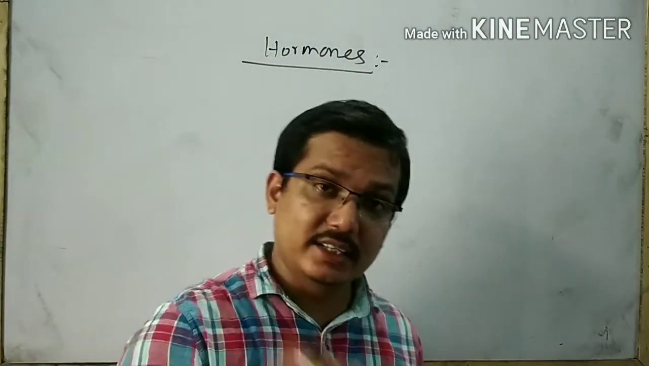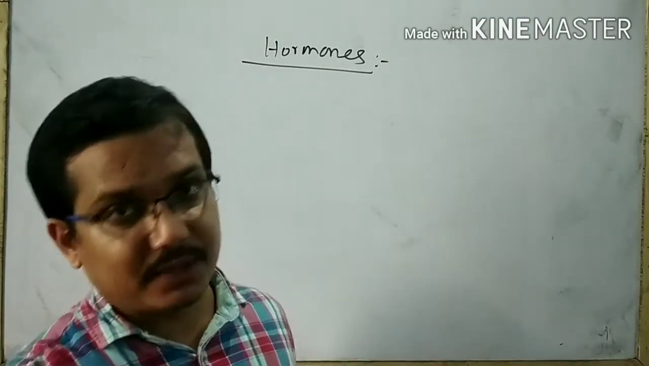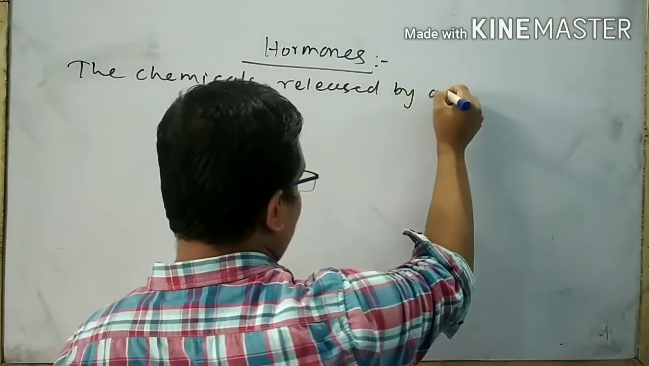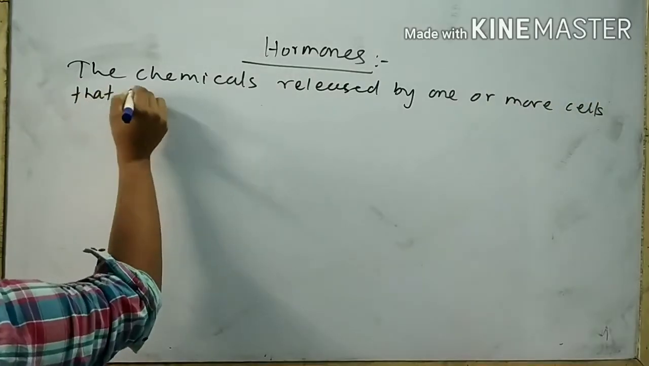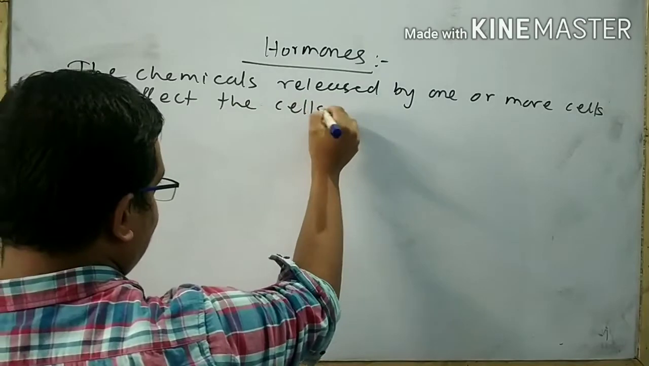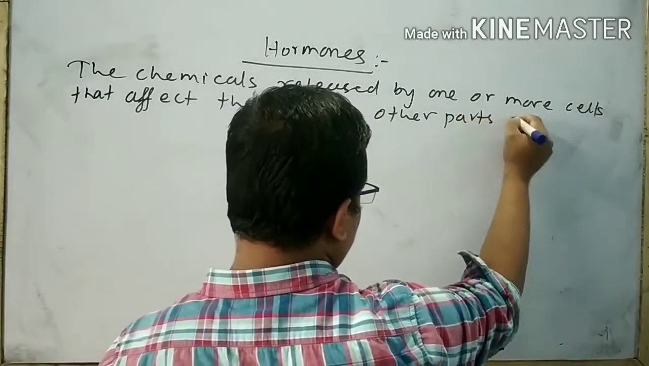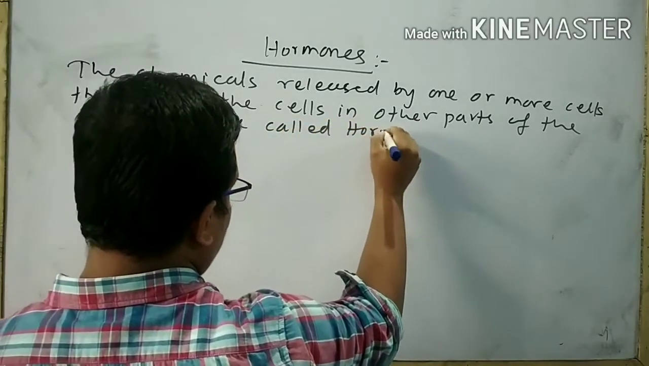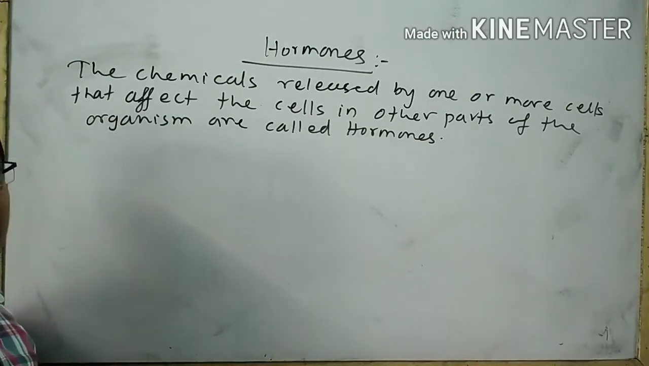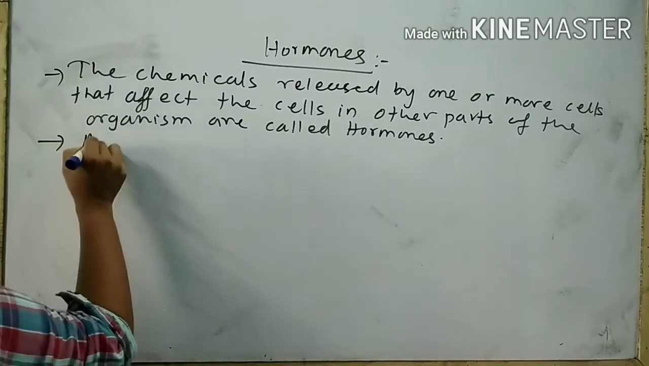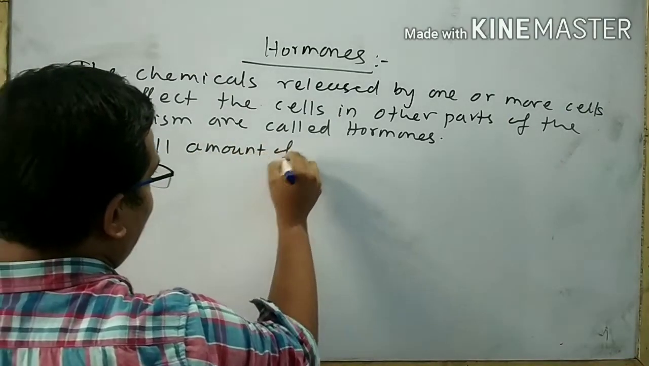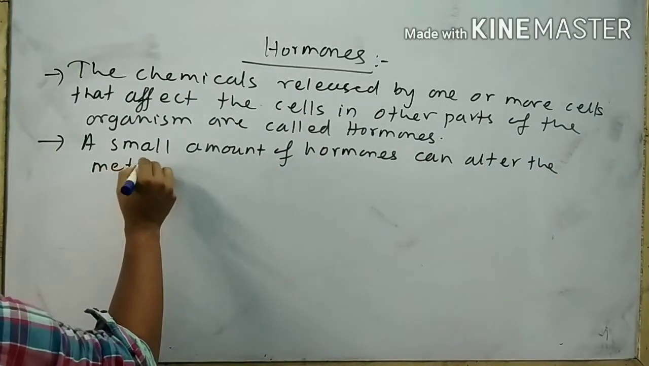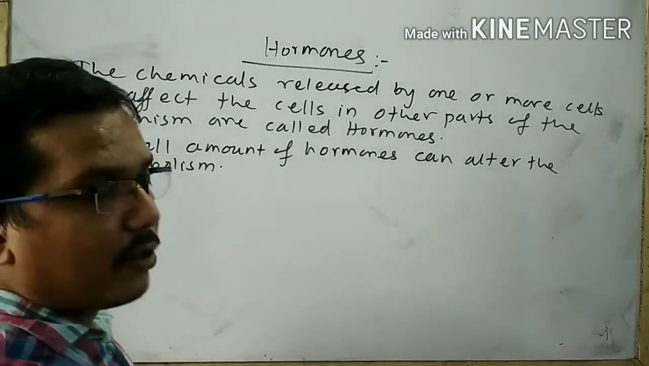Hormones are the chemical substances released by one or more cells and affect the cells in other parts of the organism. So we can write the chemicals released by one or more cells that affect the cells in other parts of the organism are called hormones. Only a small amount of hormone is required to alter the metabolism. So we can write a small amount of hormones can alter the metabolism.